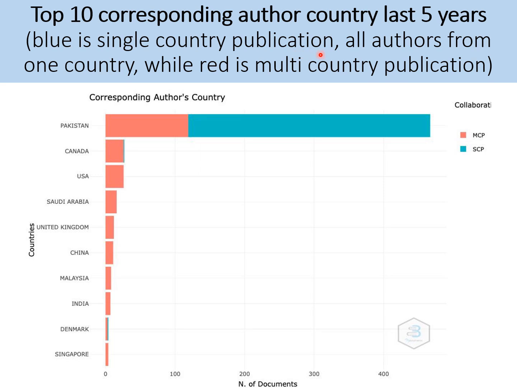So top 10 corresponding author countries in the last 5 years. The blue is single country publication, where all authors are from one country, while red is multi-country publication. So all other countries, they are majority multi-country publications. Only in Canada, there are some single country publications as well. But in Pakistan, we have majority single country publications. That shows that we avoid collaborations, and it means that there is a need that we encourage collaboration and help them seek collaboration. Thank you.